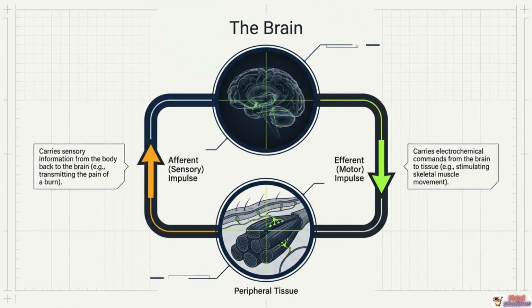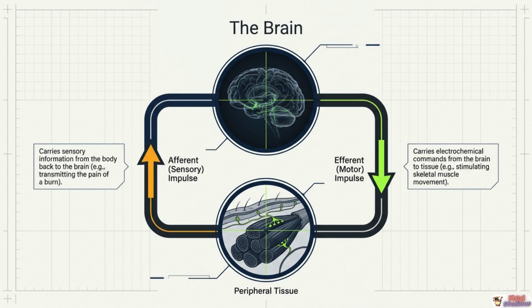Before we look at the physical structure of a neuron, we must understand its functional configuration. The nervous system operates as a massive, high-speed biological highway, with traffic flowing in two primary directions. First, we have the afferent, or sensory, pathway. These neurons act as the body's alarm system, carrying vital sensory information from the peripheral tissues directly back to the brain and spinal cord. For example, if you touch a hot stove, an afferent impulse instantly transmits that pain signal centrally.